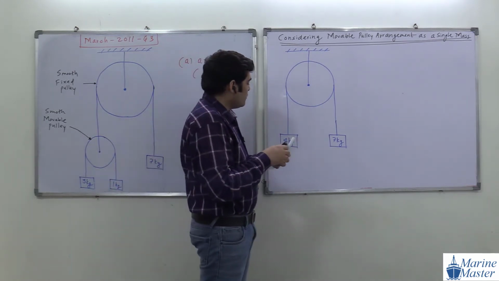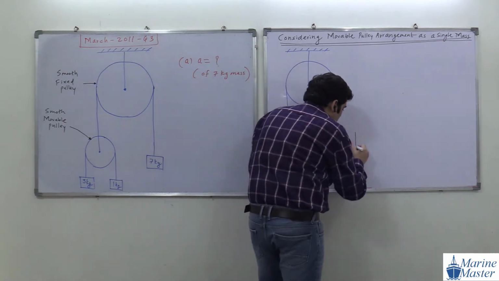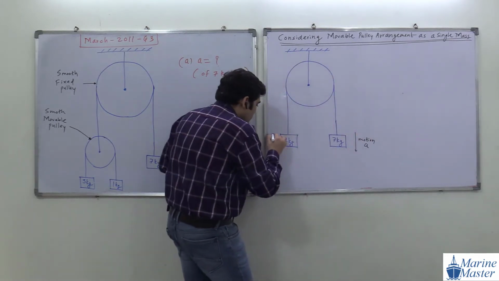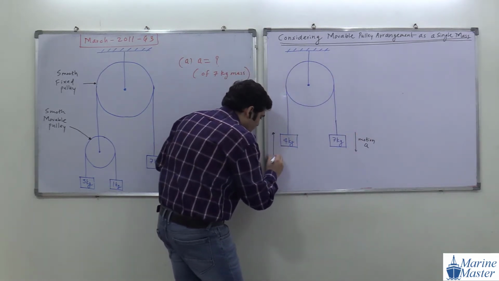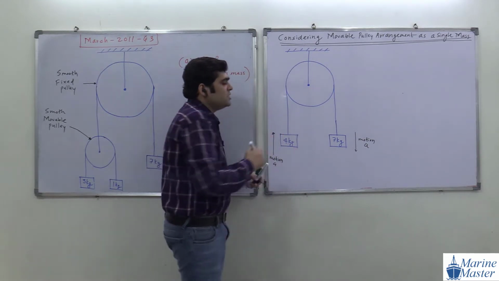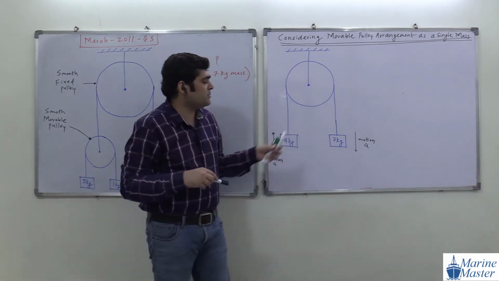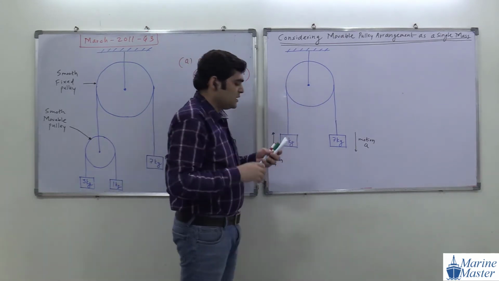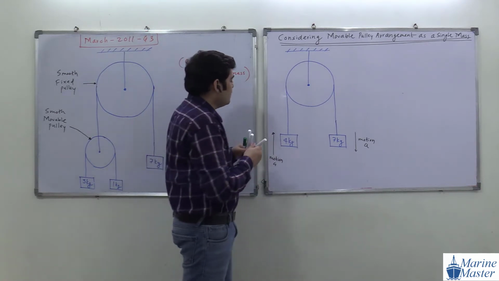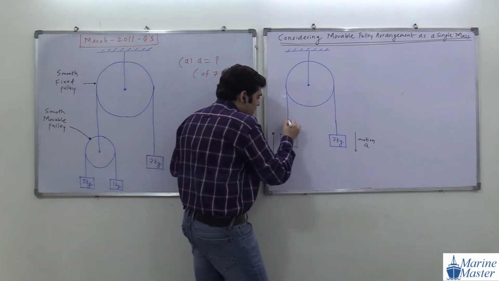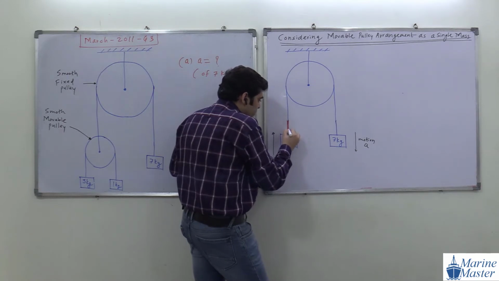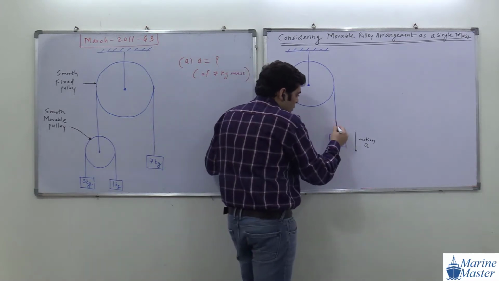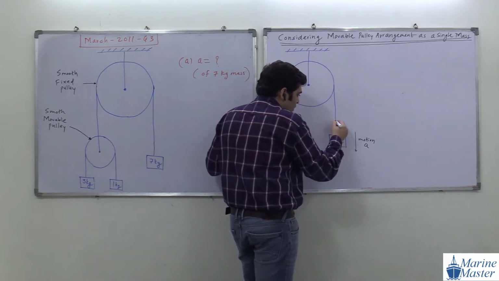Now the next point: what about the motion of the 7 kg mass? Its motion is downward, with acceleration A. The motion of the 4 kg mass is upward, and it also has the same acceleration A, because they are on the same string. This is a smooth pulley, so the tension on both sides will be the same. So this is tension T. And on this side also, what can we say?